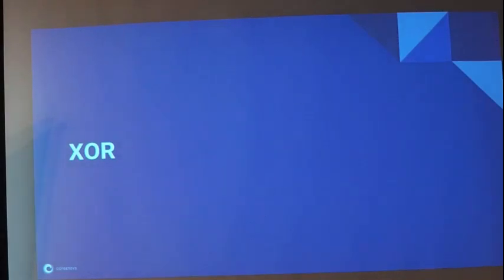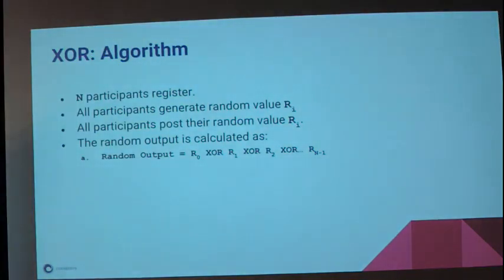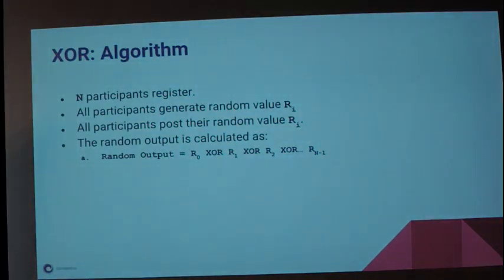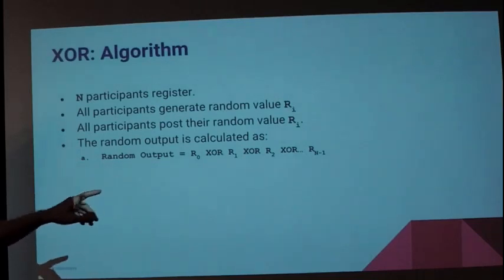So the first algorithm I'm going to talk about is a very basic and naive XOR scheme. This is pretty much as simple as you could do it. You have n participants, and everyone generates a random number, and then everyone posts their random number, and then you use XORs. XOR is a mathematical operation: 0 XOR 0 gives 0, 1 XOR 0 gives 1, 0 XOR 1 gives 1, 1 XOR 1 gives 0. So if the numbers are the same, you get 0, otherwise if they're different, you get 1. Essentially it's a way of combining all of these numbers together to give you the random output. So that's a very simple way.